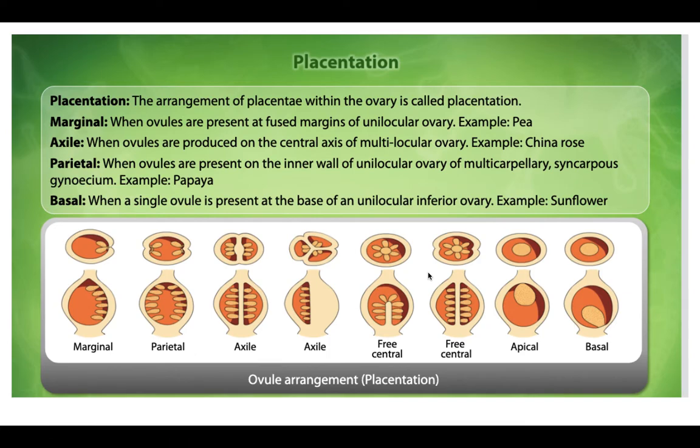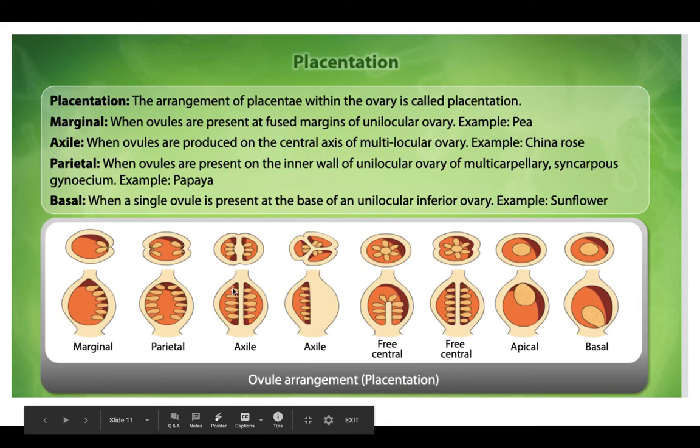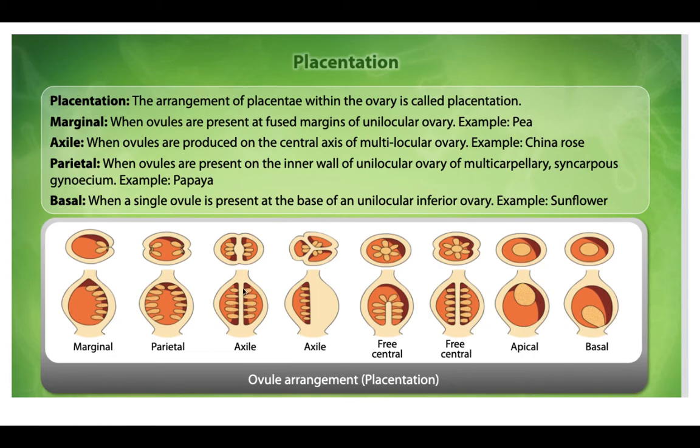In case of marginal type of placentation, you can see here in this diagram, the ovules are present at the fused margins of the unilocular ovary. Example is pea; in the pea plant you can see this type of placentation. Axile placentation is shown here, when ovules are produced on the central axis of the multilocular ovary. Example, china rose.